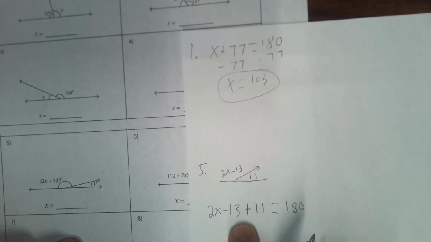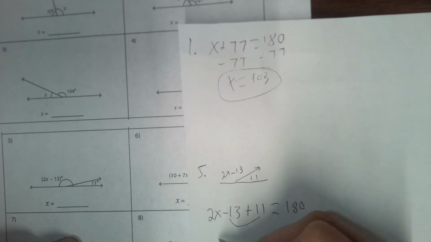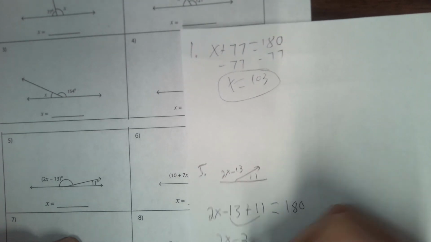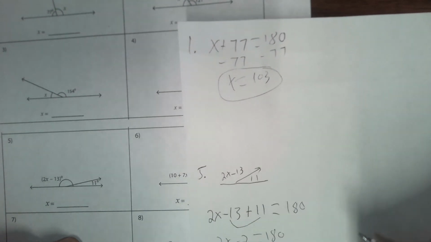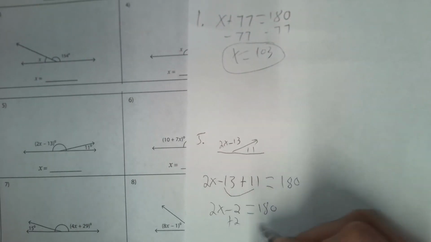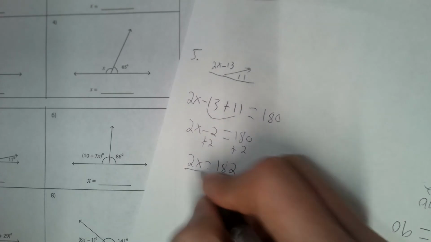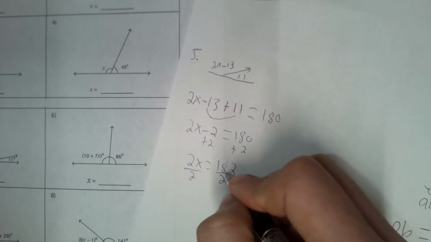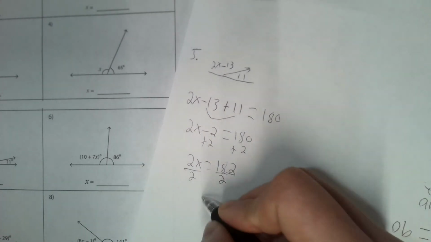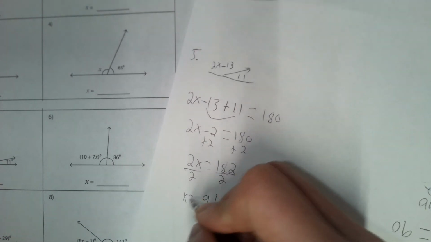Now this one has a negative in it. Be careful. When we combine negative 13 and positive 11, it's negative 2. So 2x minus 2 equals 180. Then we're going to add 2 and add 2. We'll get 2x equals 182. And if we divide both sides by 2, half of 18 is 9, half of 2 is 1. We get x is 91.